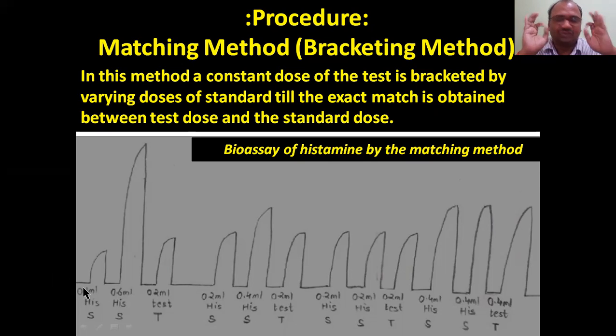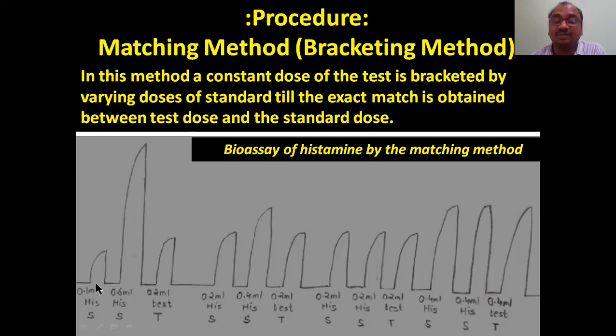don't change the test volume. Standard only, because you are comparing your test with the standard. For the standard, what you have to take, 1 small, 1 big. You try to take it. So you just give 0.1 ml of the histamine here. Here 0.6 ml of the histamine. See how much big is kept. Now it is not matched. That's why this is called a matching method.